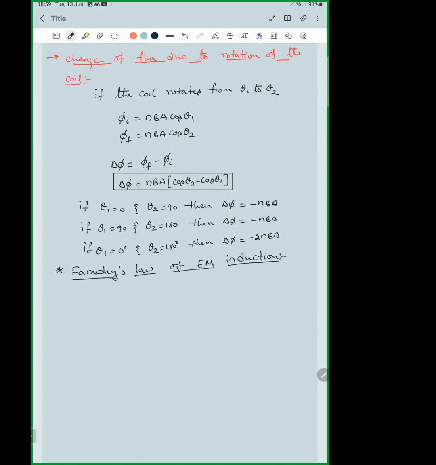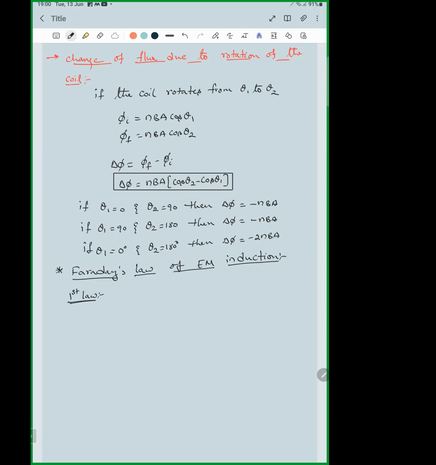So Faraday's law of electromagnetic induction. Actually, this is known as the first law. When the magnetic flux linked with the coil changes, EMF is induced in the coil.